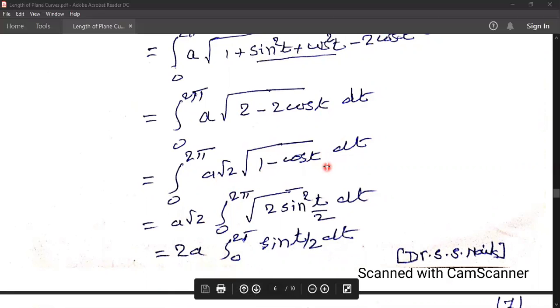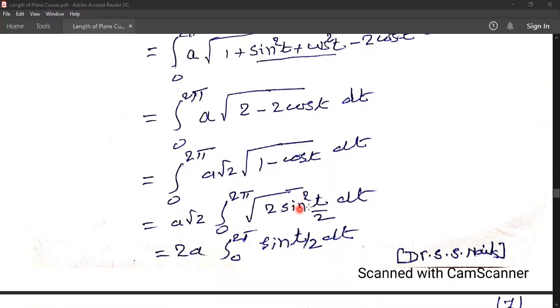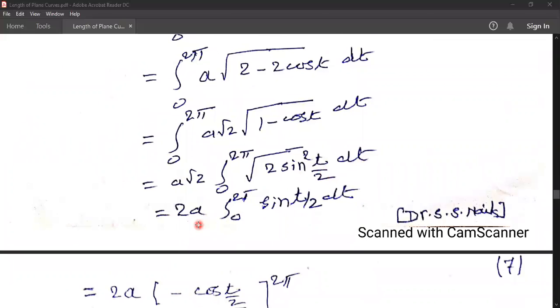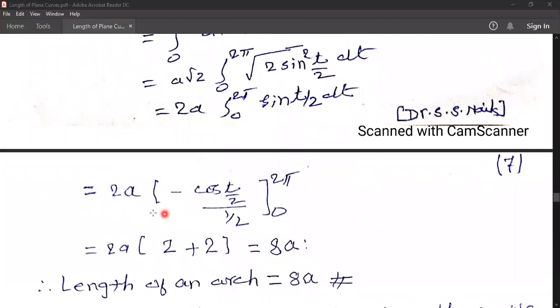1 minus cos theta is equal to 2 sin square theta by 2, into dt. Then this becomes 2a, and that root 2 you can take outside; root 2 and root 2 will get cancelled, becomes equal to a into 2, that's equal to 2a, integration from 0 to 2 pi of sin t by 2 into dt. Then go for the integration of this. This is equal to minus of cos t by 2 divided by 1 by 2.